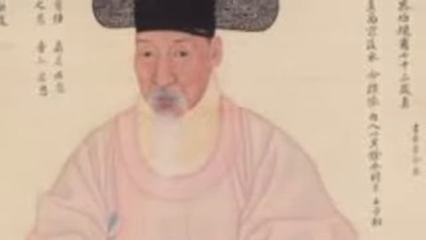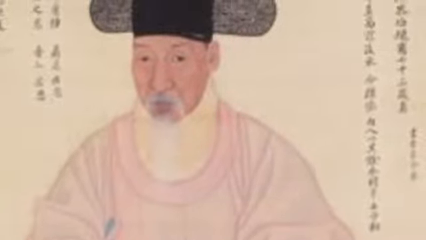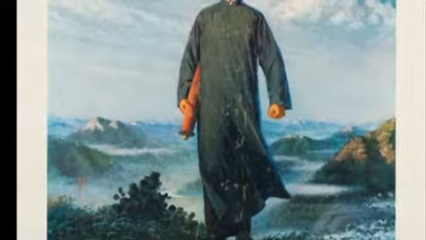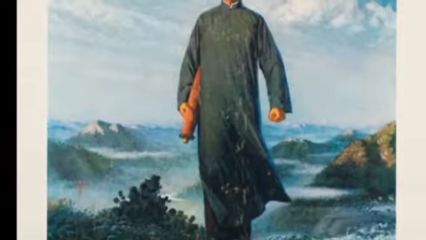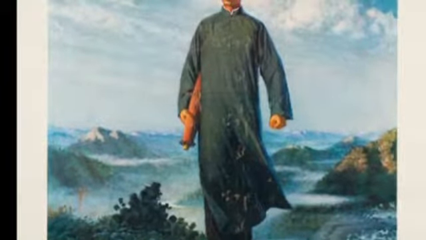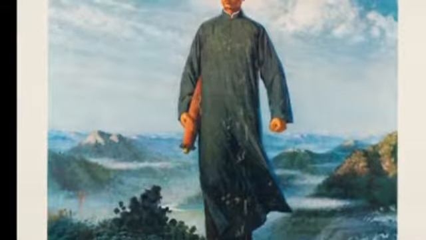Can we see a communist dictator portrait now, Mommy? Why, of course, darling. We're here in 1950s China, looking around the city, and at nearly every corner we see an iconic piece of propaganda art. Yes, of course we're talking about Chairman Mao en route to Anyuan. My favorite piece!